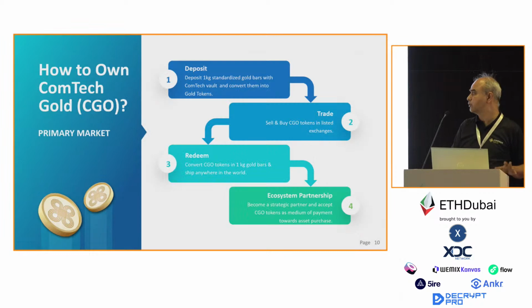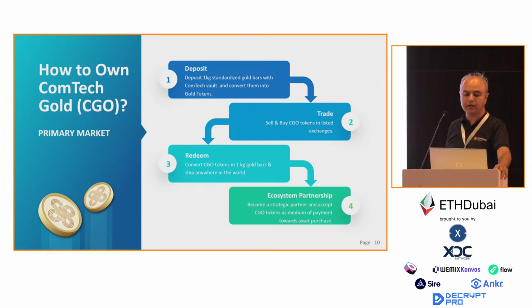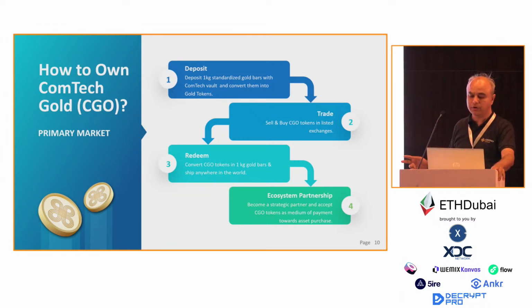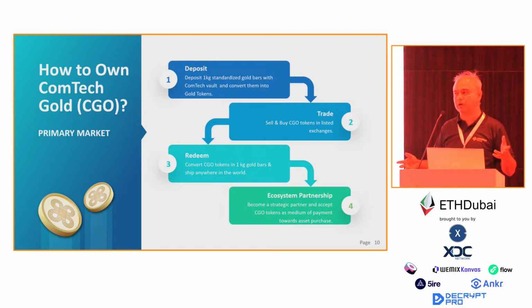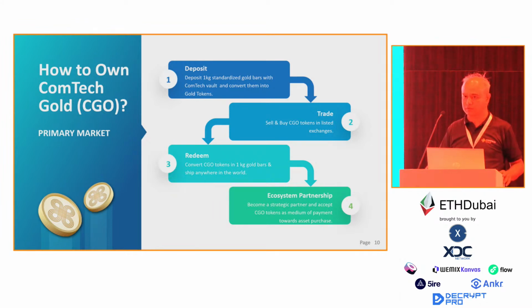So how do you own it? It's very simple. You can deposit a 1 kg standardized gold bar with Comtech Gold and convert it into tokens. You can trade them, buying and selling them on exchanges, which are easily available. You can redeem them. You can get back that 1 kg from 100,000 tokens, 1,000 tokens, and we give back the 1 kg of gold. And this can be done through our ecosystem partners.